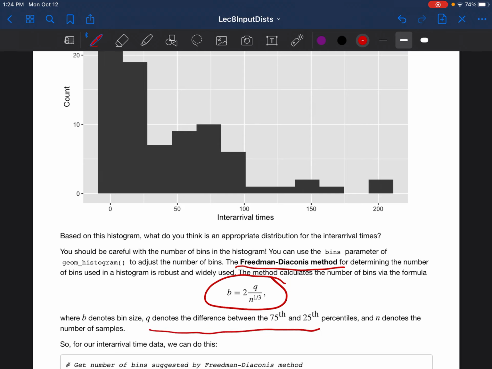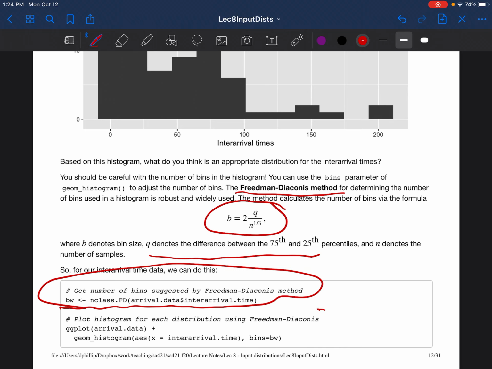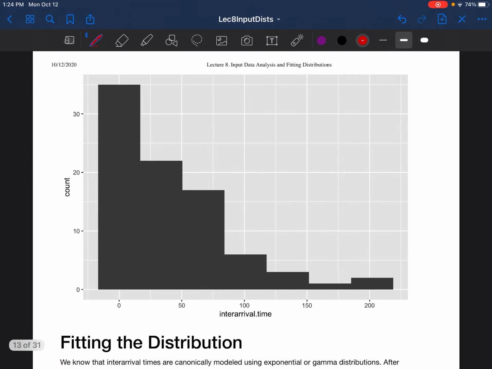Q is the difference between the 75th and 25th percentile, and you might think, oh geez, do I have to remember this whole formula? It's good to know it, but you can look it up, and of course in R, we're lucky in that we have a function that's going to calculate this for us. So we can calculate the number of bins and then compute the histogram using this Friedman-Diaconis method as follows. We have the R code there in that block, and it gives us this different looking histogram. I think the exponential or gamma shape becomes clear.